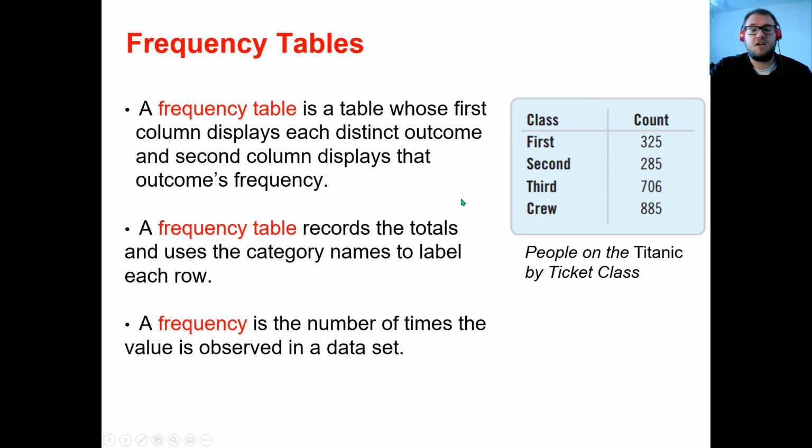So, frequency tables. A frequency table is a table whose first column displays each distinct outcome, like right here, and the second column displays the outcome's frequency, or the count. So this is a frequency table for people on the Titanic by ticket class. We have first class with 325, second with 285, third with 706, and the crew has a count of 885. A frequency table records the totals and uses the category names to label each row. And a frequency is the number of times the value is observed in a data set, also known as the count.